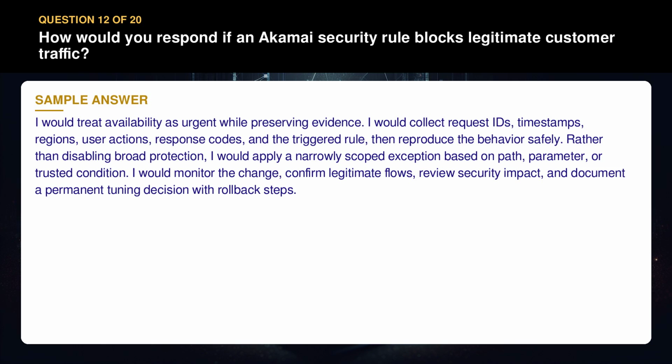Rather than disabling broad protection, I would apply a narrowly scoped exception based on path, parameter, or trusted condition. I would monitor the change, confirm legitimate flows, review security impact, and document a permanent tuning decision with rollback steps.